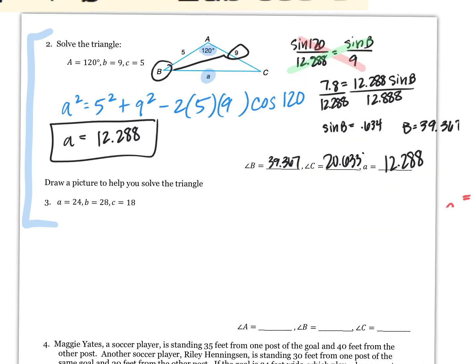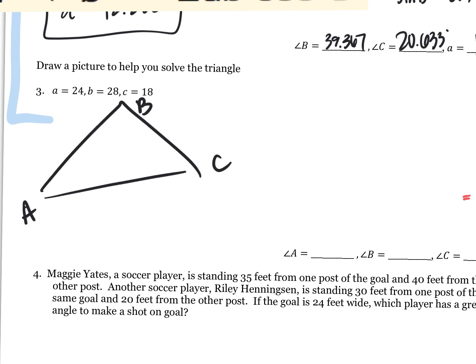Cool. Last one, you guys. I didn't give us a picture, and I did that on purpose. It's important for us to be able to draw what they gave us. On this one, I personally am at A, B, and C from the bottom left, but you can do it in any order that you want. They gave us side A is 24, side B is 28, and side C is 18.